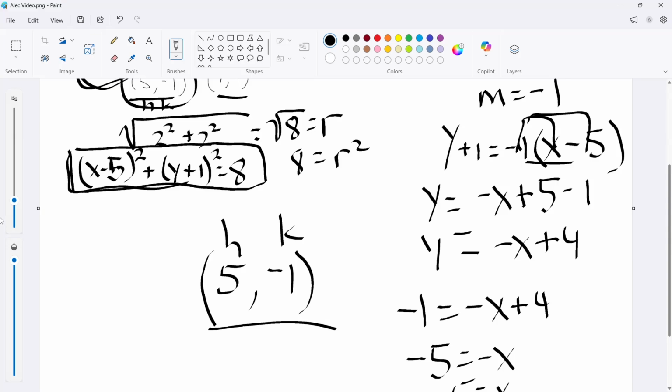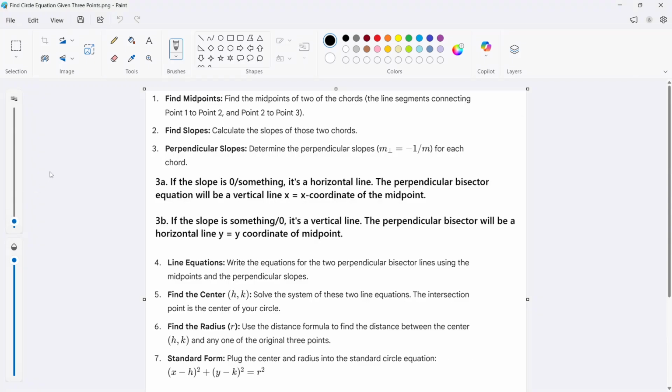All right, so that's the end of it. I'll show the steps one more time. You can take a screenshot of those steps. Follow those steps whenever you get 3 points and need to find the equation of a circle.